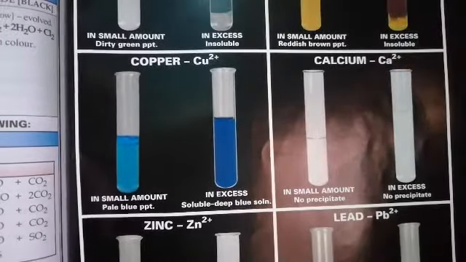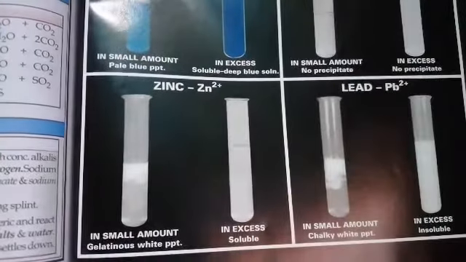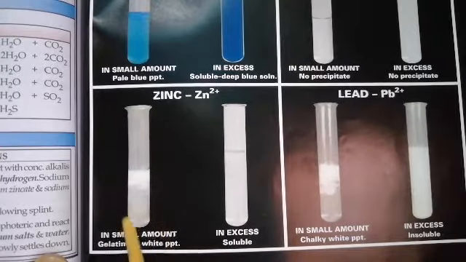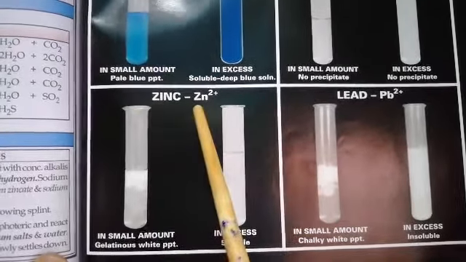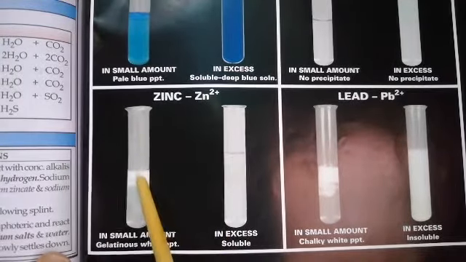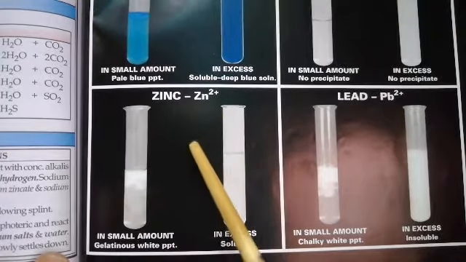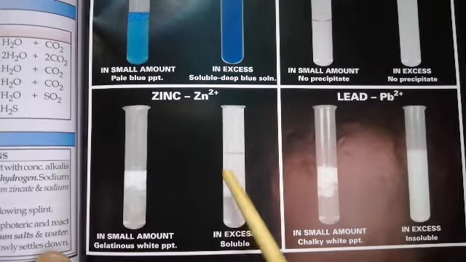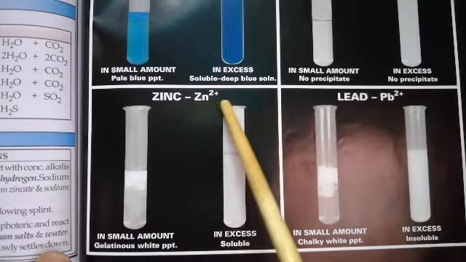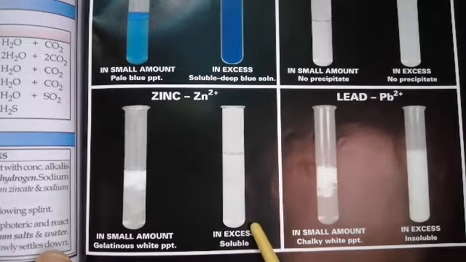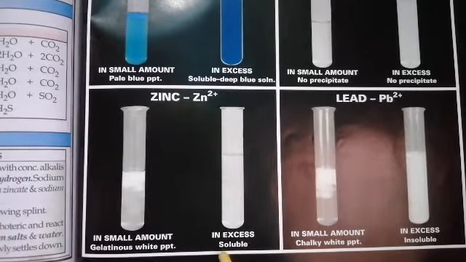Are you with me? Now let us move on to zinc ions. I have taken, let's say, zinc nitrate solution. So it contains which ions? Zinc ions. In small quantity, I am adding to it ammonium hydroxide. What do I observe? Gelatinous white precipitate. What is the nature of the precipitate? When I add excess of ammonium hydroxide to the precipitate, in excess it is soluble. Is that clear?